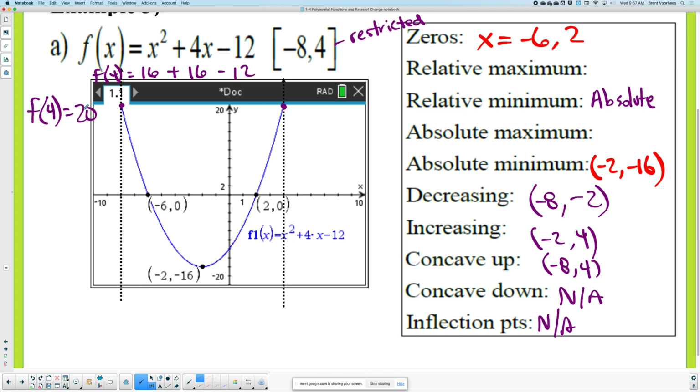So we have absolute maximum. We have 2 of them. It would be -8, comma 20 and 4, comma 20. They're both absolutes because they're just as tall as one another. Do we have a relative maximum? No. No, we only have absolute.